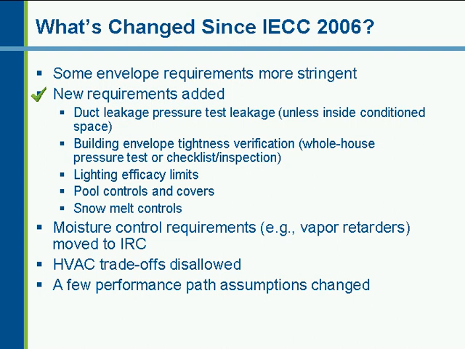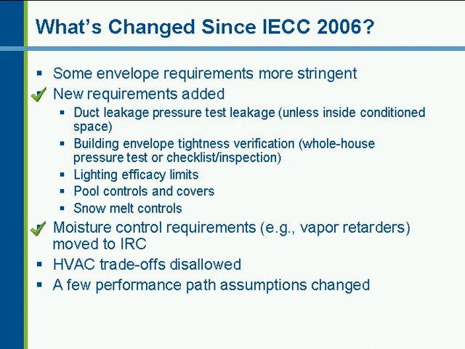There are, for the first time, restrictions on lighting in the 2009 IECC. There are some limits on the efficacy of the lamps that go into permanently installed fixtures. There are a few new requirements for pools and snow melt systems that we'll talk about briefly as we go. Some of the moisture control requirements that used to be in the IECC, in particular the requirements related to vapor retarders in the building envelope, have been moved over, and the IECC now relies on provisions in the IRC, and those have been modified there to permit more flexibility in the way vapor retarders are implemented.